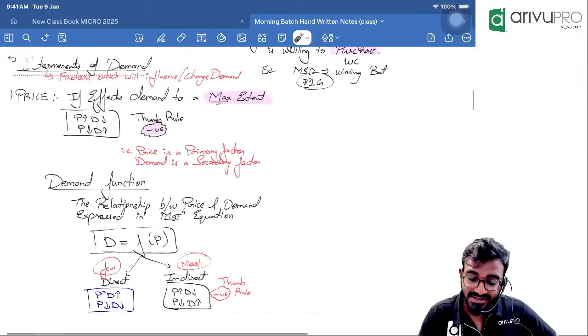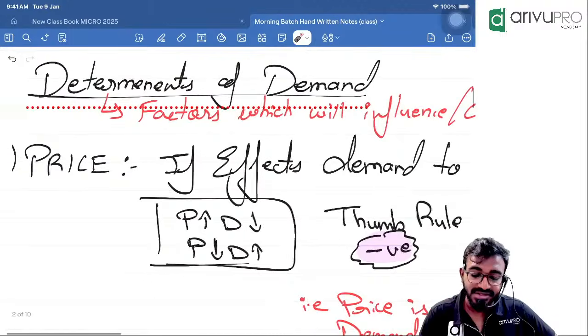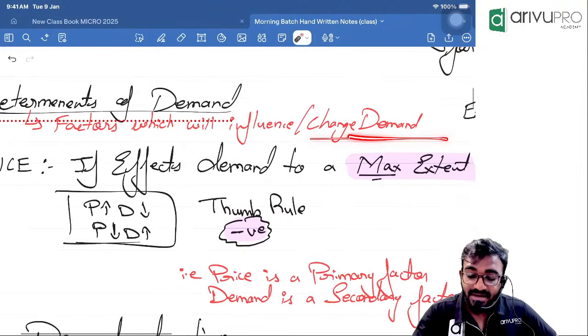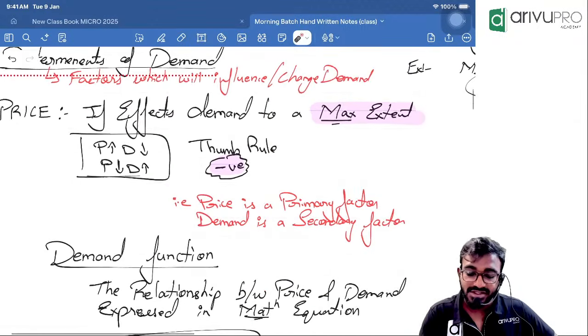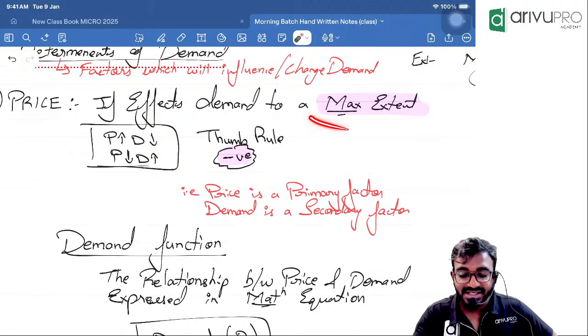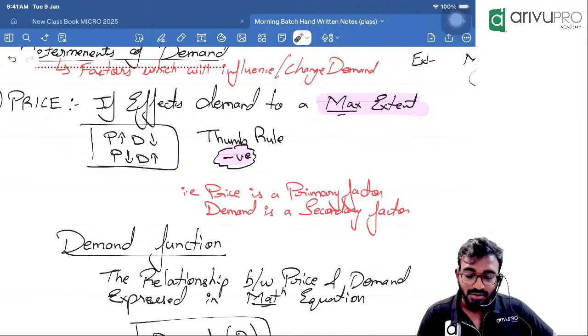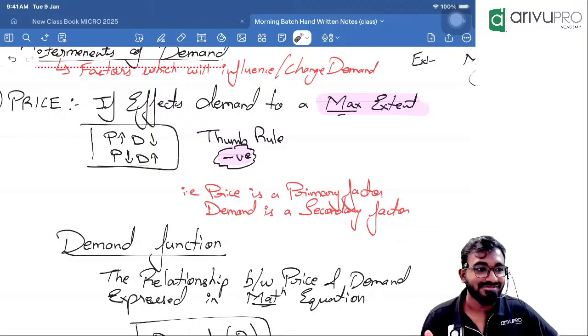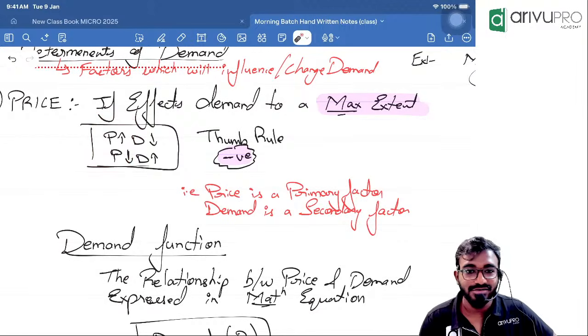Clear? So, we were discussing determinants of demand, those factors which will change or influence demand. First and foremost point is the price. Price affects demand to the maximum extent. And what is the main thumb rule of the demand chapter? When price increases, demand decreases. If demand decreases, price increases is a wrong notion. First and foremost, importance should be given to price. Later, importance should be given to demand.